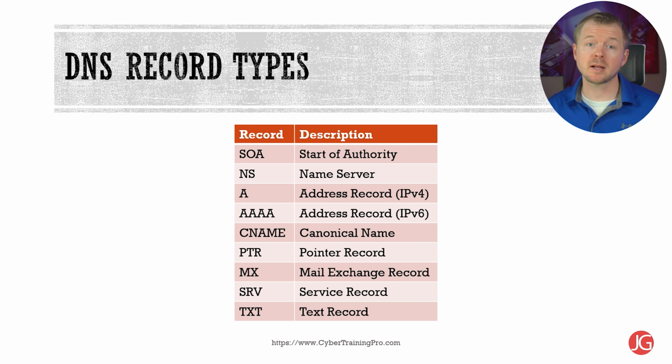For DNS to work correctly, it uses different record types to store information. SOA, or the start of authority record, defines the primary name server in charge of the zone. NS, or name server records, point to the server that holds the records or the zone.